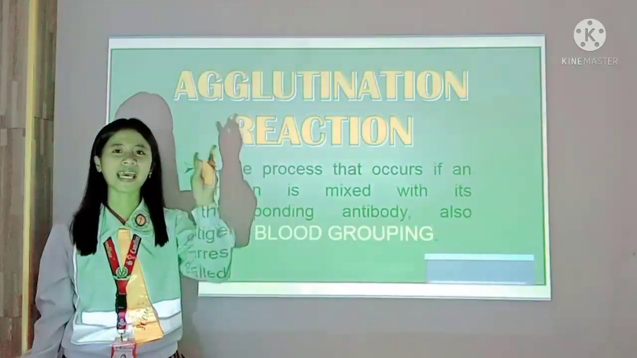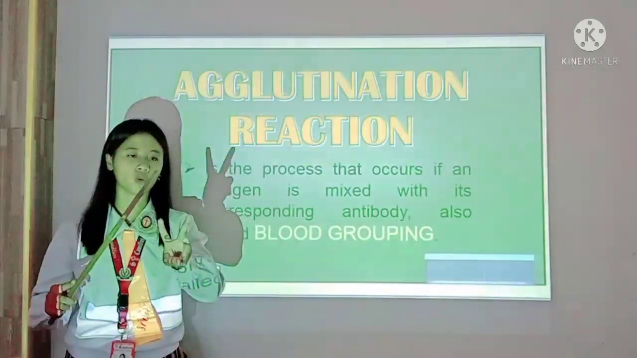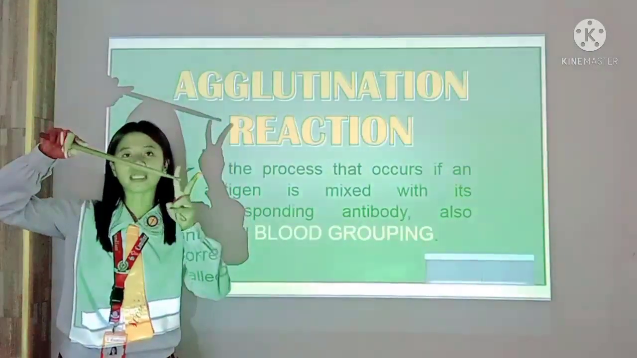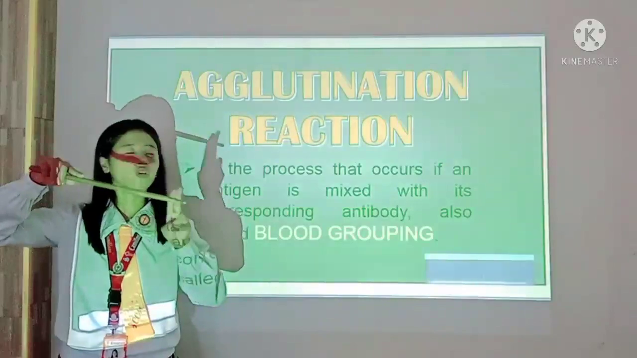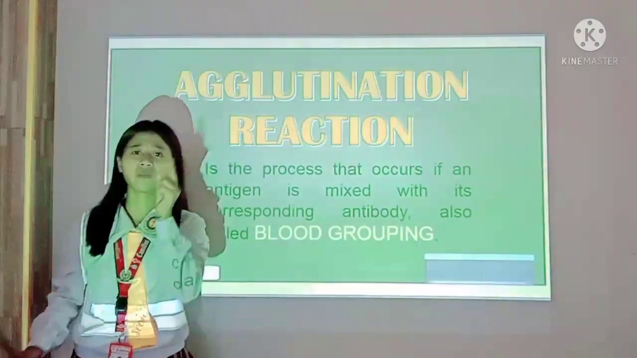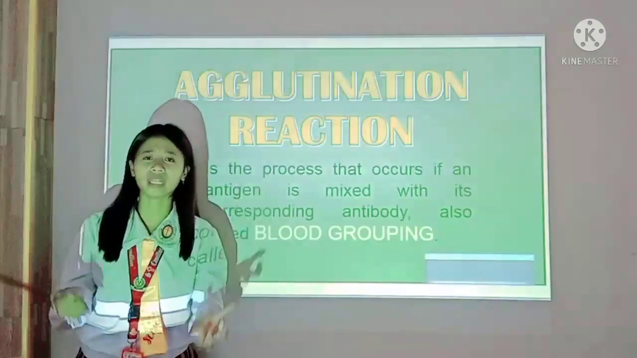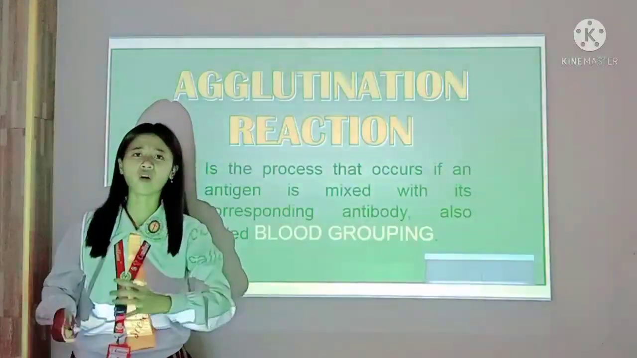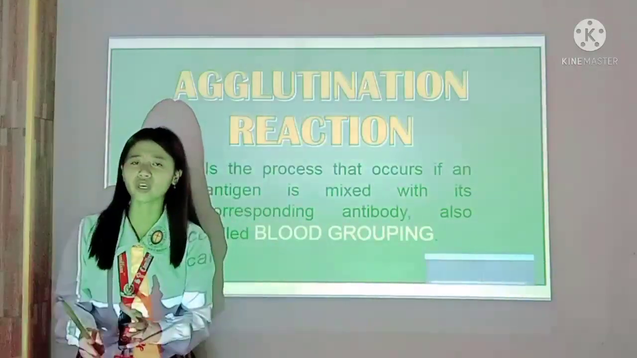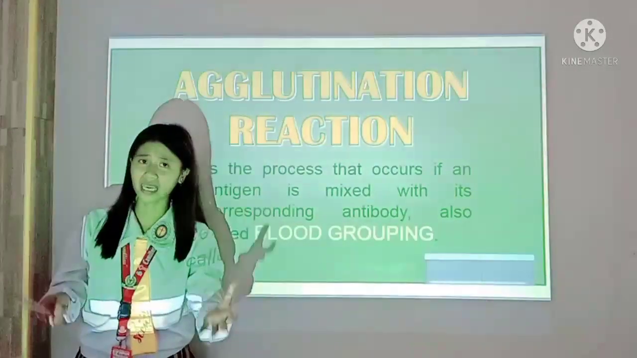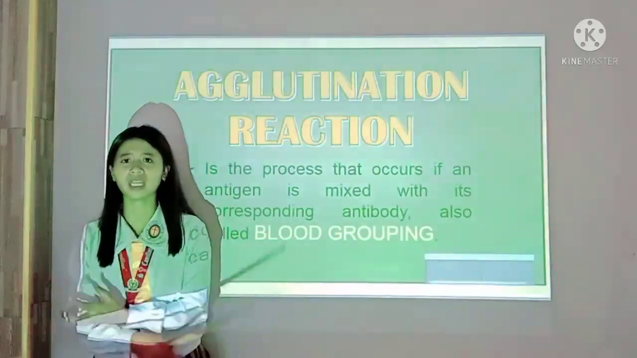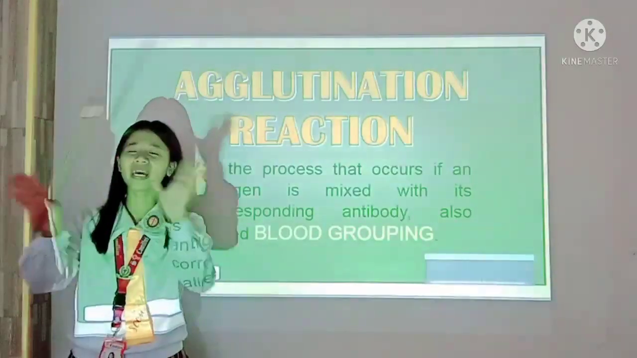Kapag ang antigen mo ay A and ang antibody mo ay A also, dyan nagkakaroon ng agglutination, nagkakaroon ng clumping. And mind you, kapag nagkaroon ng clumping, nagkakaroon ng clog in our blood vessel, meaning nabablock yung blood vessel natin. At the same time, yung circulation of nutrients and oxygen that are needed by our body is mai-stop din.